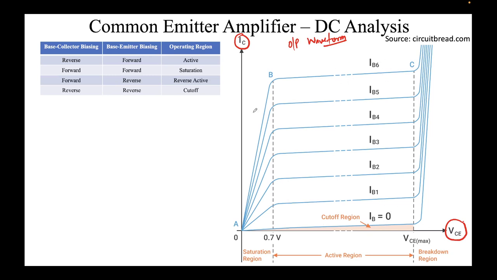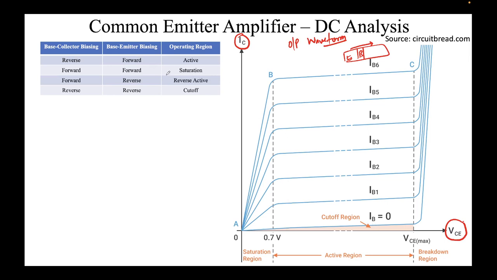Just to make it more clear, this is the emitter, this is the base, and electrons have to travel from this side to this side, right? If this is not forward biased, the electrons cannot even transit this region. That's why in cutoff you see this very low current.